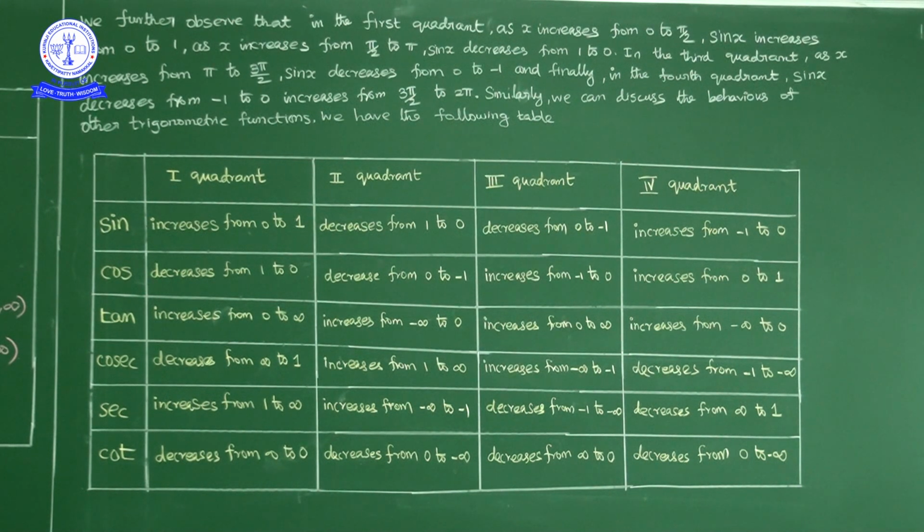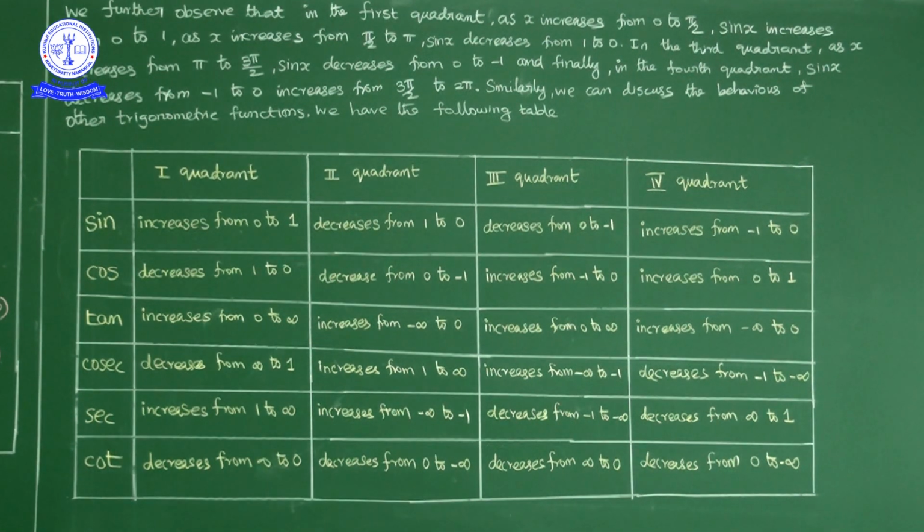Okay. Now secant x, as x increases from 0 to pi by 2 in the first quadrant, secant x increases from 1 to infinity, because secant 0 is 1, and secant pi by 2 is not defined. So as x increases from 0 to pi by 2, secant x increases from 1 to infinity.